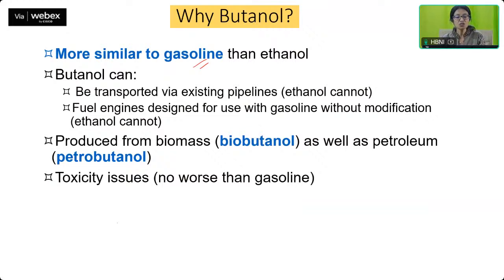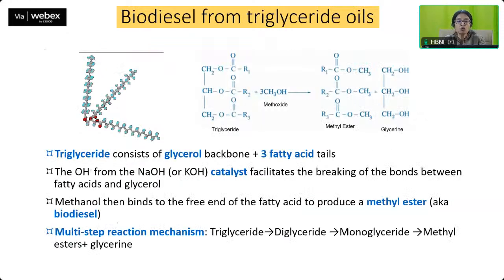And fuel engines which are designed for use with gasoline can very easily use butanol without very drastic modifications. Another thing is that this biobutanol is produced from biomass, and also butanol can be produced from petroleum. So the toxicity issues, if we talk about, it is no worse than gasoline. So that's why butanol is definitely having more acceptance when it is prepared from the biomass.